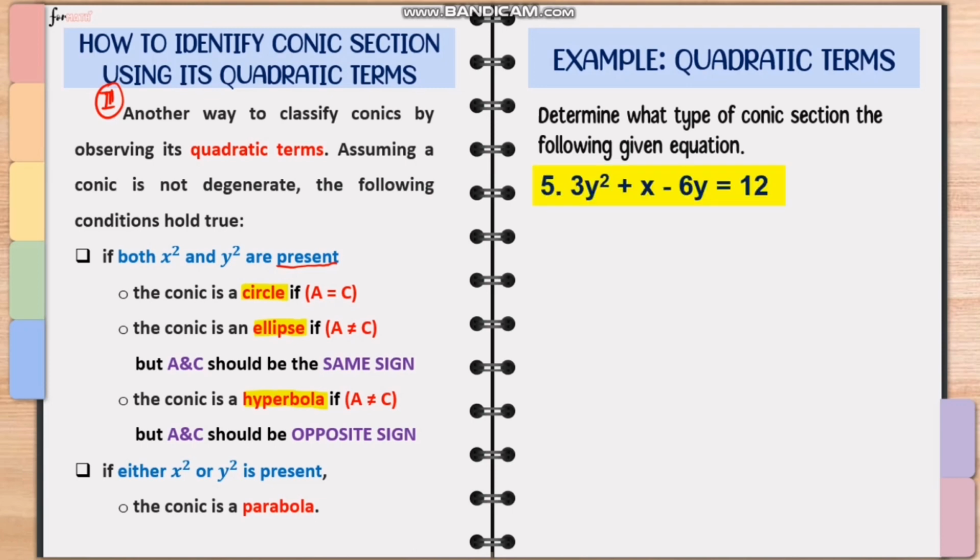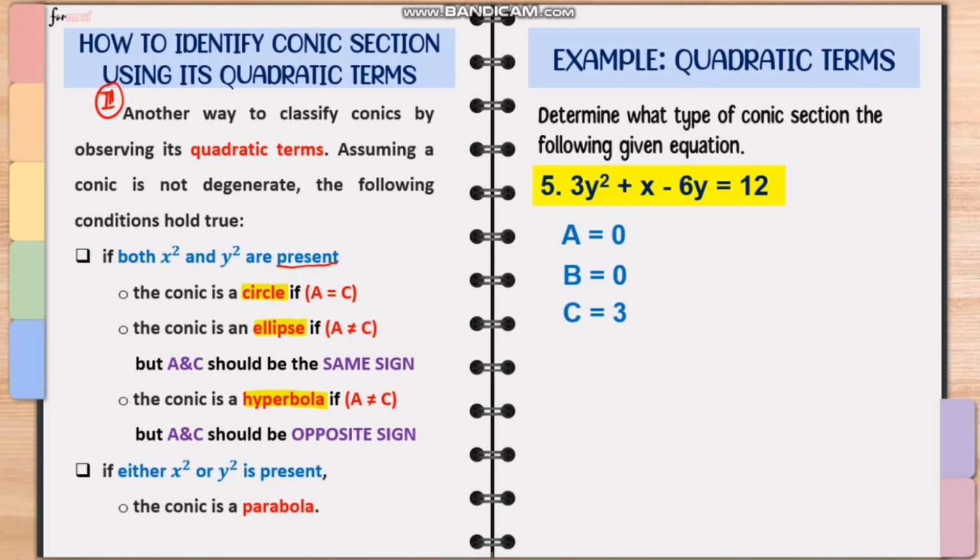Number 5, 3y squared plus x minus 6y equals to 12. So, lahat naman po nung variable or term na kailangan natin ay nasa left side. So, identify na lang po muna natin yung A, B, and C natin. So, kung ang A ang hahanapin natin, wala po tayong x squared dito. So, meaning A is 0. Wala din po tayong xy na term. So, we have 0 also sa B. And then, ang C natin is equals to 3 kasi yung po yung y squared natin.